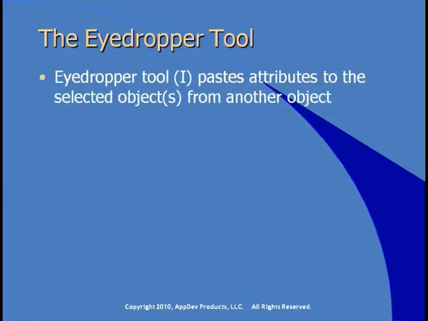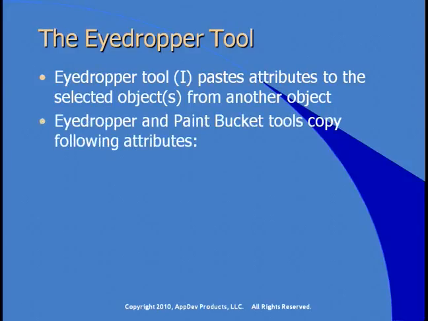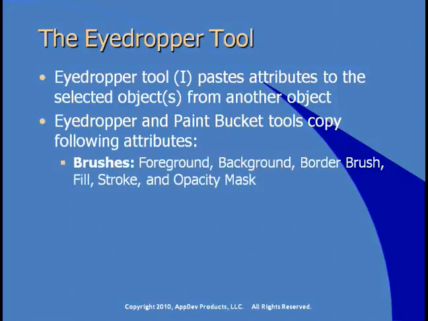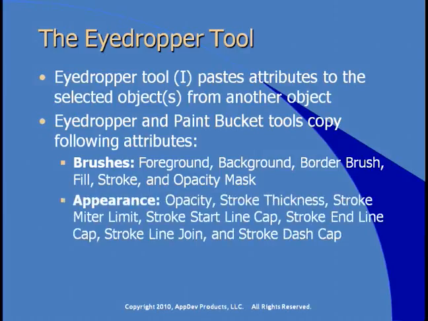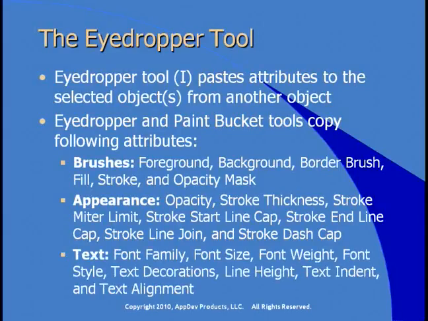Press I to get it. It pastes attributes to the selected object or objects from another object. It basically picks up attributes and drops them on another object. The eyedropper and the paint bucket tools, which we'll look at in just a moment, copy the following attributes. It copies these attributes of brushes: foreground, background, border brush, fill, stroke, and opacity mask. It copies these properties dealing with appearance: opacity, stroke thickness, and so on. And it copies these properties dealing with text. So lots of different visual attributes get copied when you use the eyedropper or paint bucket tool.